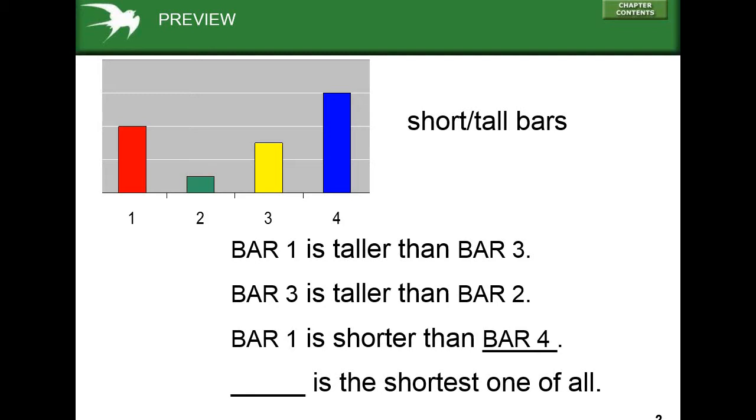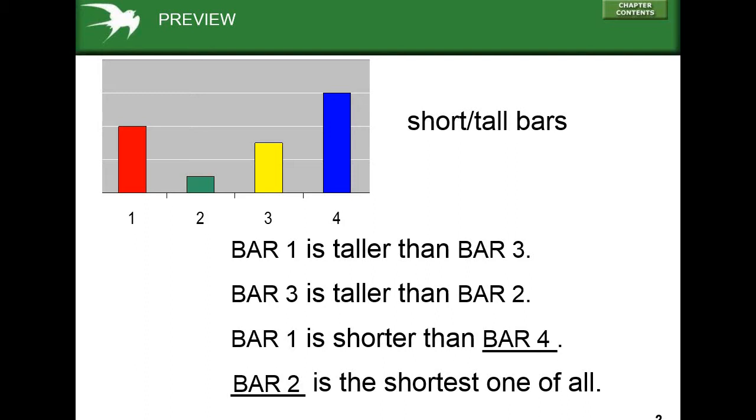Like this, another blank is there before you. Dash is the shortest of all. What is the answer here? Which is the shortest one of all? Total how many bars are there? 4 bars are there. Among these 4 bars, which bar is the shortest one? Green bar, bar 2. Yes, green bar or bar 2 is the shortest one.